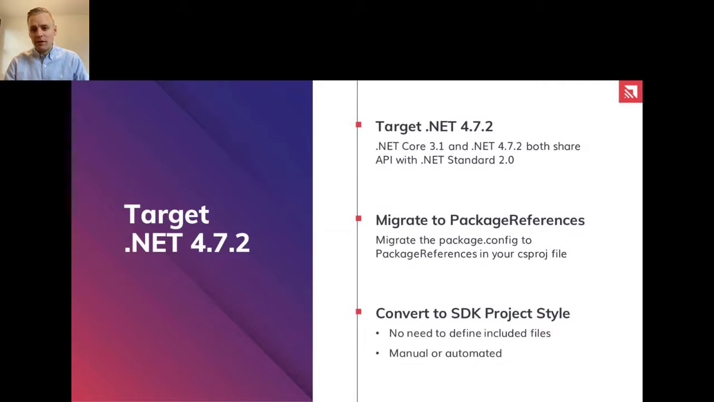Some people may say, hey, there's a 4.8 out there, why didn't we go there? It's because it actually doesn't bring you any closer to .NET Core. It may actually be trickier to get there. So 4.7.2 is a good start.